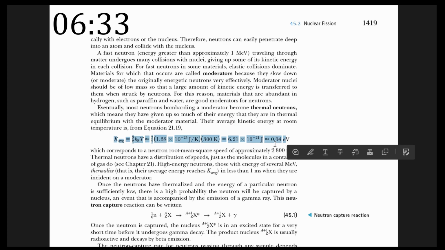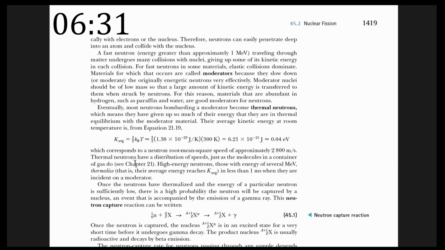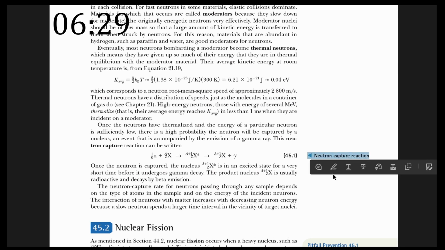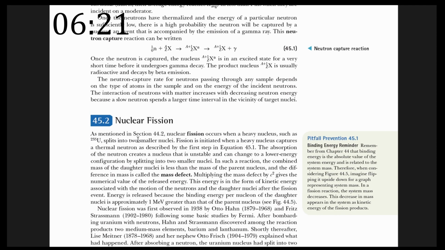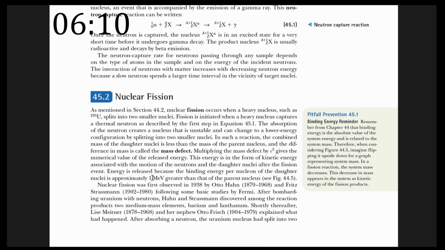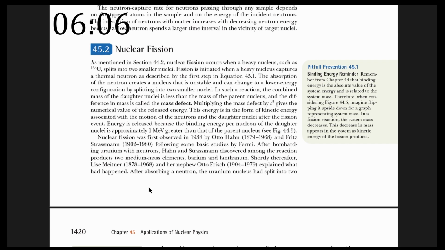We got an interesting looking equation here, kBT. Okay, neutron capture reaction. We got a chemical reaction here, looks like. Actually, maybe an atomic reaction. These are atoms over here. Nuclear fission. Fission occurs when a heavy nucleus such as U-235 uranium splits into 2 smaller nuclei. Mass defect, okay. There's this MeV. This is mega electron volts.